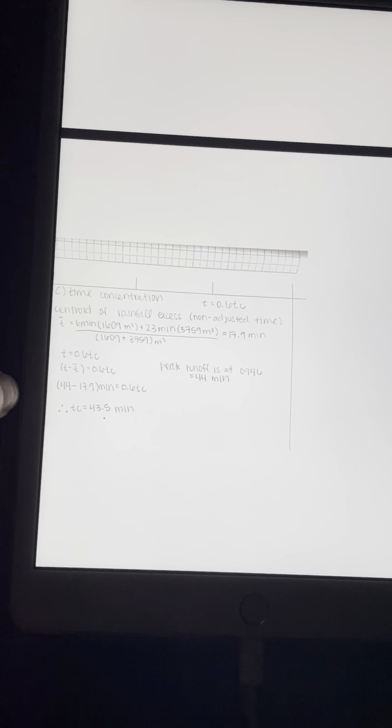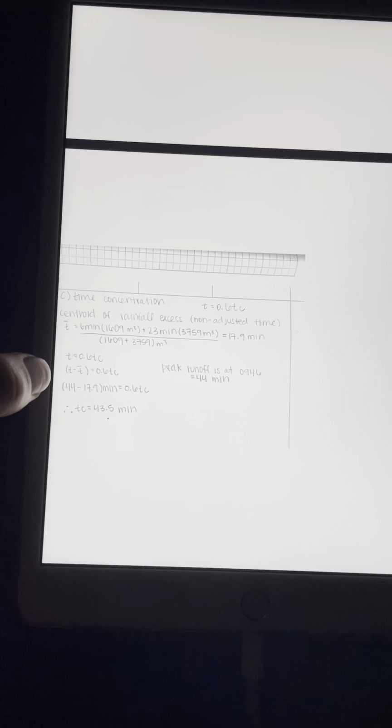And I use 44 minutes because the peak runoff is at 9:46 a.m. and the time starts at 9:02 a.m., so that's a difference of 44 minutes. And I got a concentration time of 43.5 minutes.